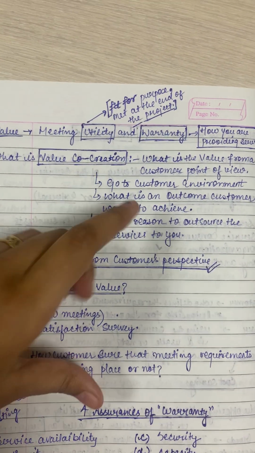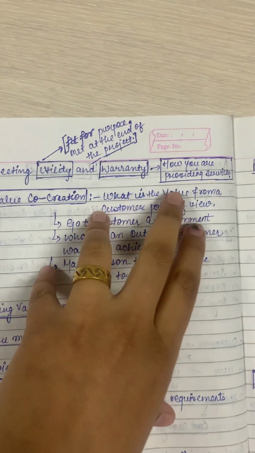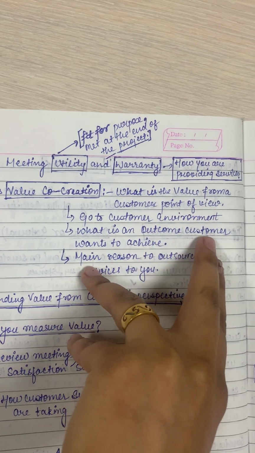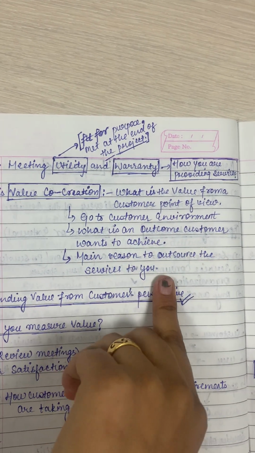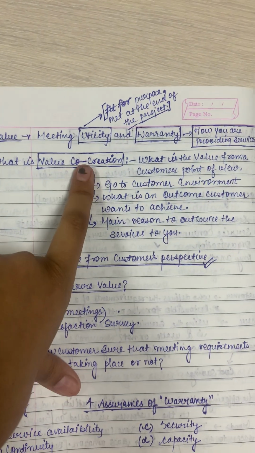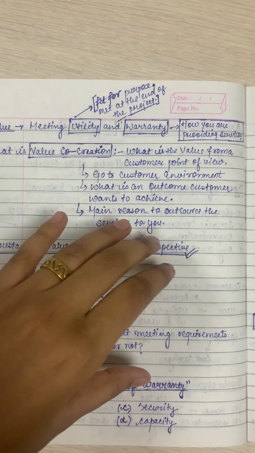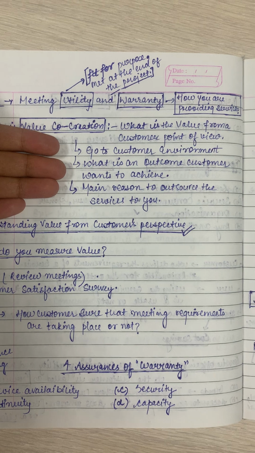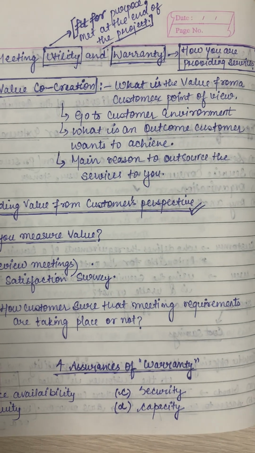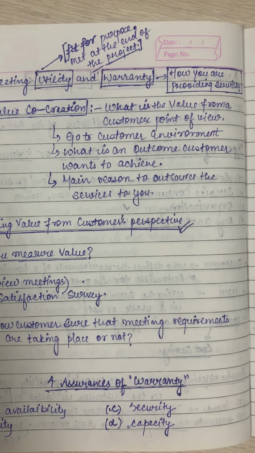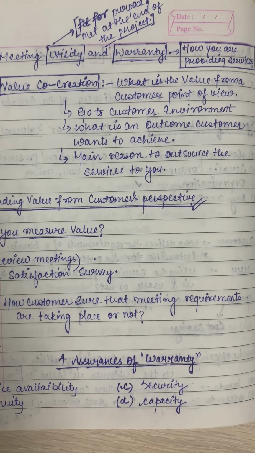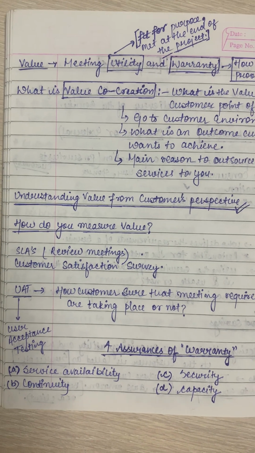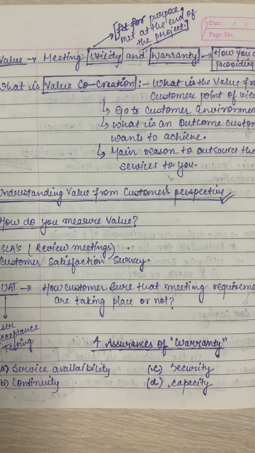What is value co-creation? Again, I'll be deep diving into this. What is the value from a customer point of view? Go to the customer environment. What is the outcome the customer wants to achieve? The main reason to outsource the services to you. See, value co-creation is something where you have to go up and above, to the customer's environment, to know what is needed, what is required, right? So you need to see what outcome the customer is expecting from your side and act accordingly. It is understanding value from the customer's perspective. Actually, this is the meaning of value co-creation.